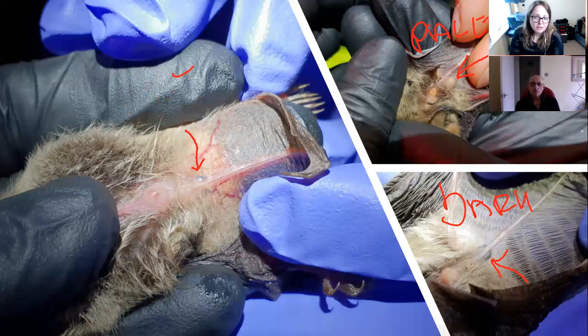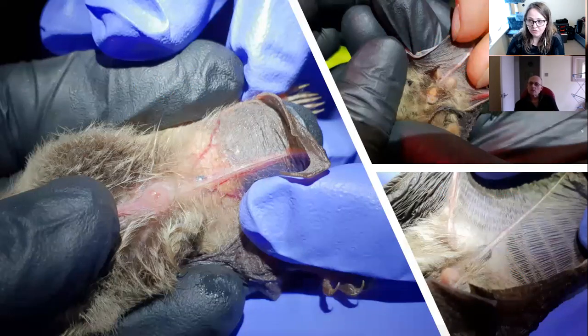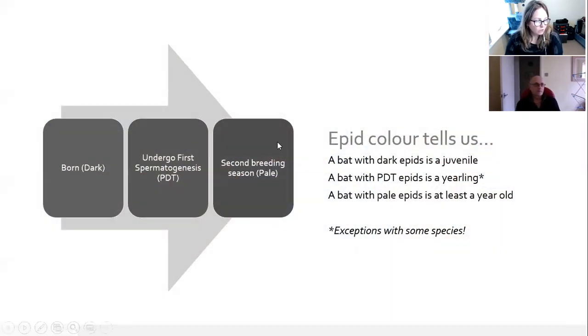So what this tells us is the relative age of these bats, with a few exceptions. When they're born, they have dark epids. A bat with dark epids is definitely a juvenile. A bat with dark epids basically means it has not undergone spermatogenesis, so it is sexually immature. And a bat with PDT epids is a yearling.